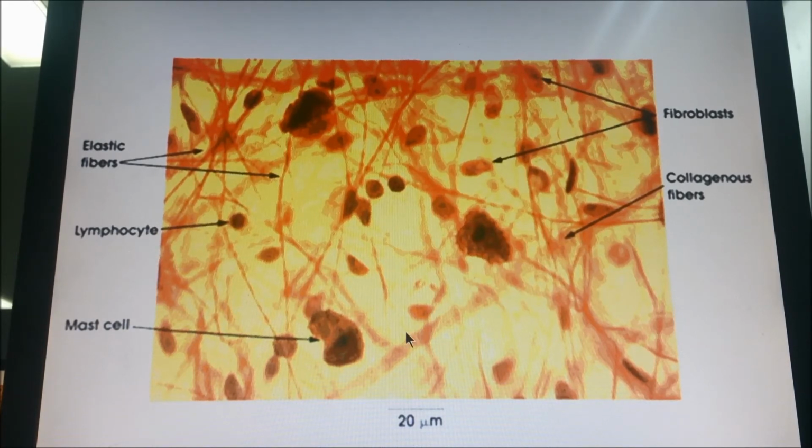The thicker bundle in the background are the collagen fibers. The cells are mainly fibroblasts. But what do you see over here? Some larger cells with a central nucleus and a large amount of granules, dark cytoplasm. What is this? This is the mast cell.